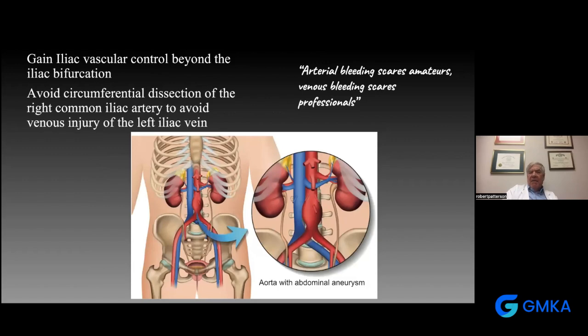Similarly, I try to get my iliac control beyond the bifurcation of the iliac to avoid getting circumferential control of the iliac where the left renal vein comes across. That's an area that if you injure it, the repair is very daunting. We have a saying in my operating room that arterial bleeding scares amateurs and venous bleeding scares professionals, because a venous bleed, especially behind the artery, can be very challenging with a substantial amount of blood loss. So I'm really meticulous about trying to avoid that injury.